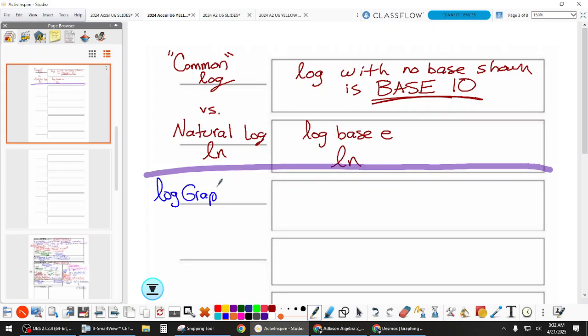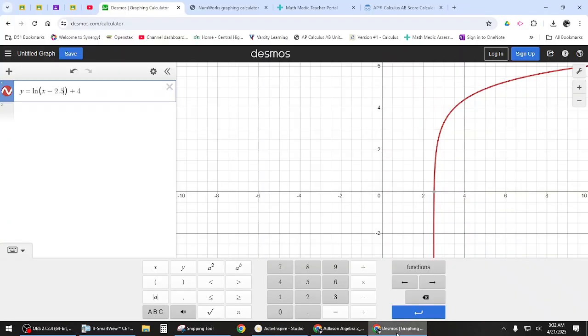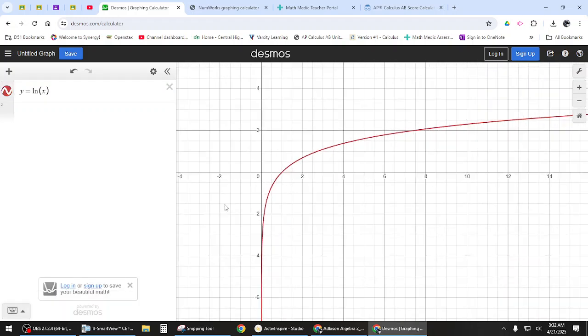Do you think the graph of a log versus natural log looks different? Not really. Yes. What's the difference between the two just in speaking about it? So log is base 10, and then natural log is... So what do you think will, I'll put them both up here. There's natural log. What do you think will look different about log base 10?